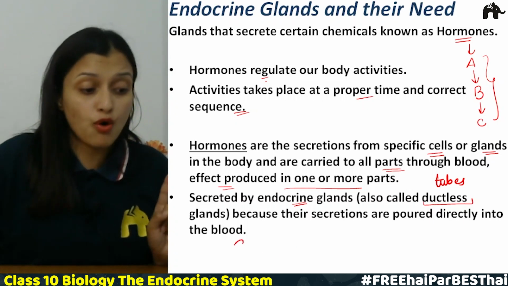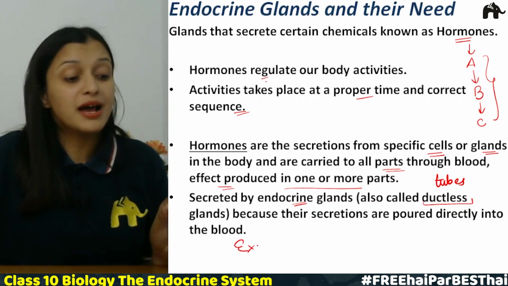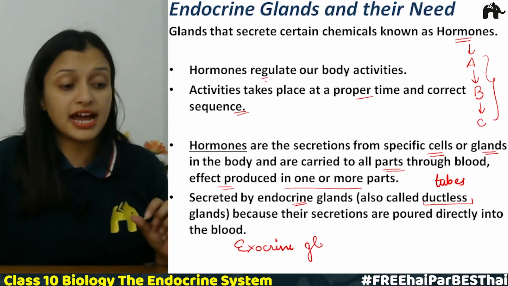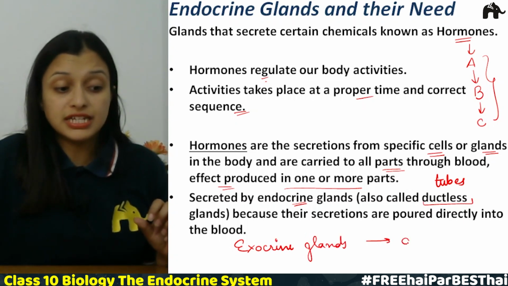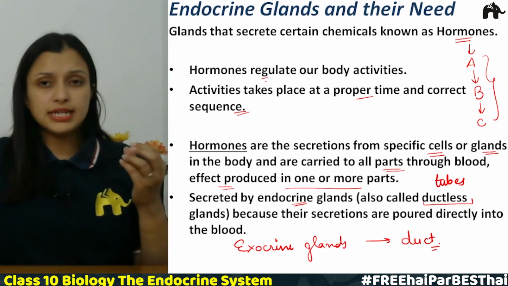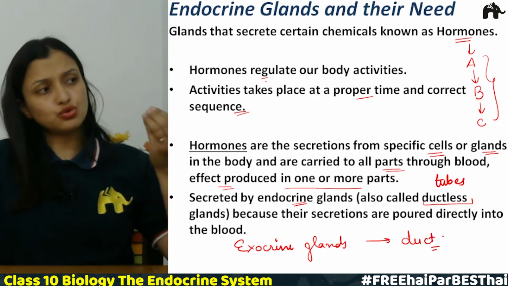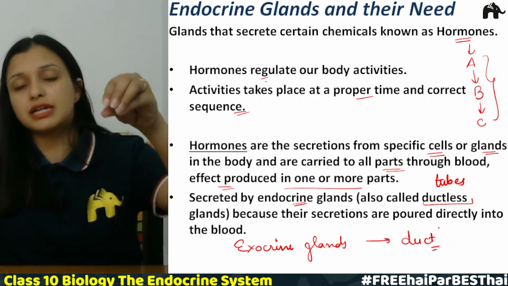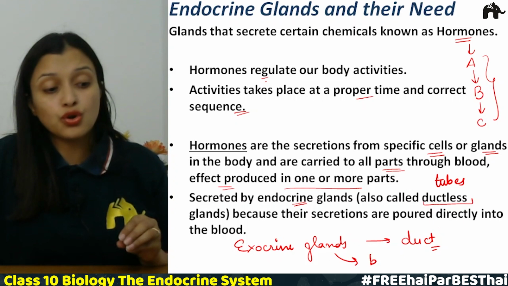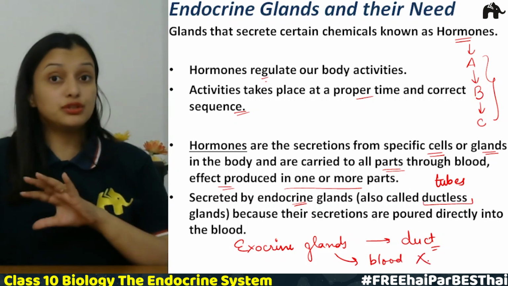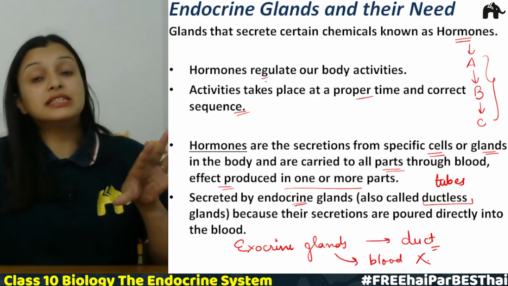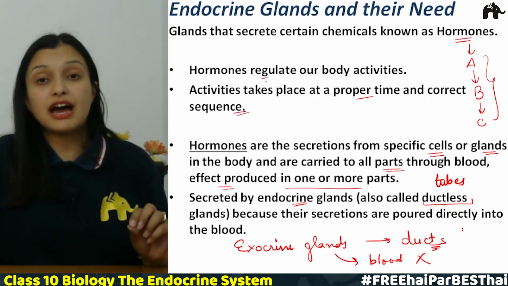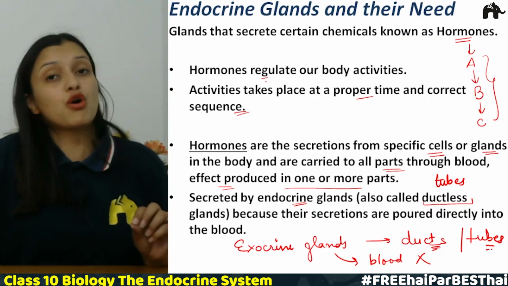There is another type of glands which we are not going to study in this chapter, but just to tell you, they are called exocrine glands. These glands are duct glands. They have special ducts, and through these special ducts they secrete their chemicals into the specific target organ, which means they do not use blood to carry their secretions to the target organs. They have their own ducts, or their own tubes, to perform those functions.